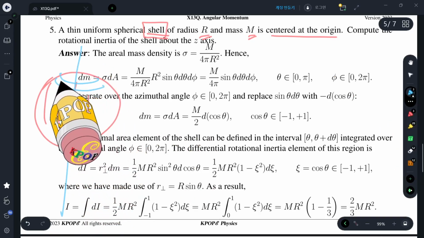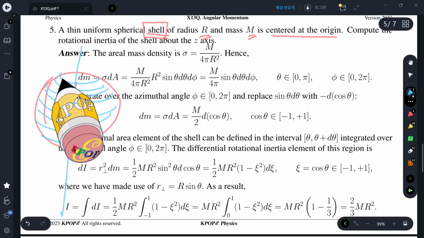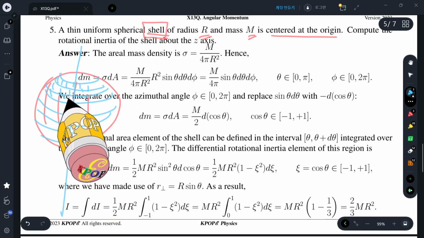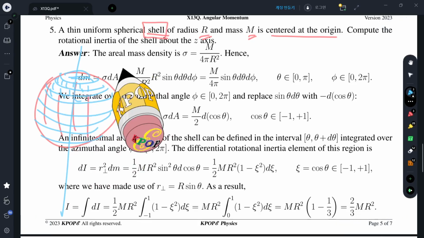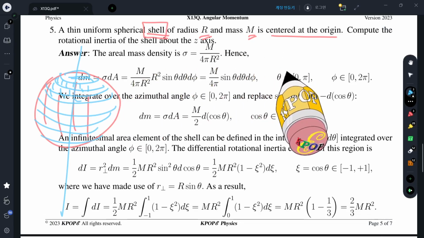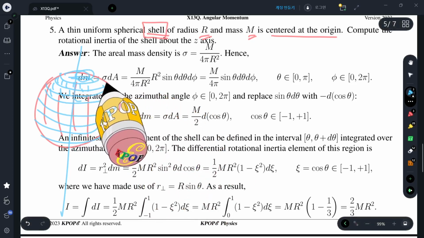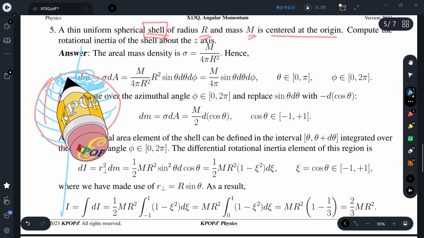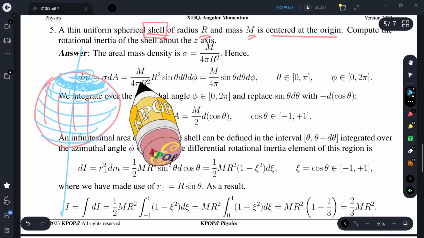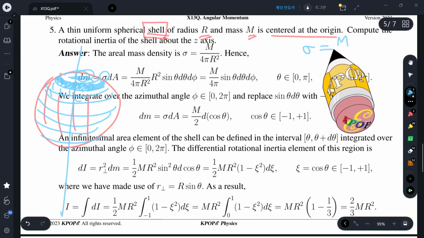We have these circles to construct the whole thing. Okay. First, we remember mass. We divide this into small pieces. The surface density is the mass over the surface area, 4 pi r squared.